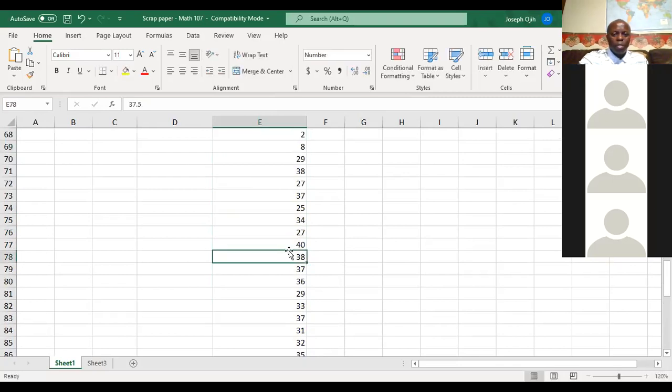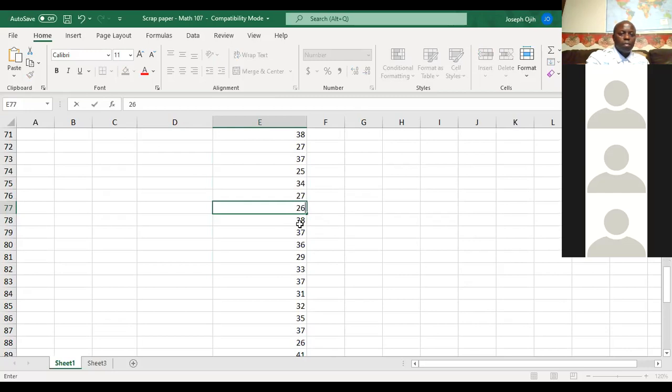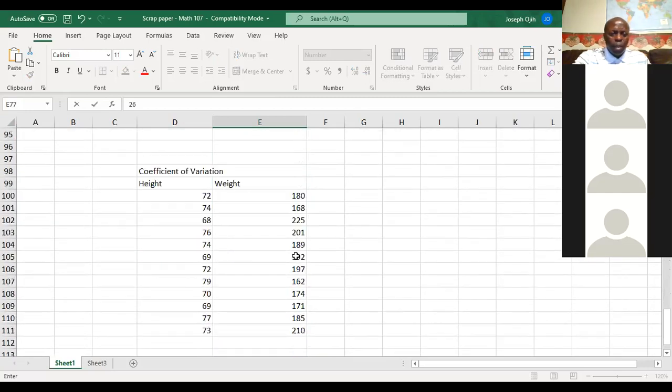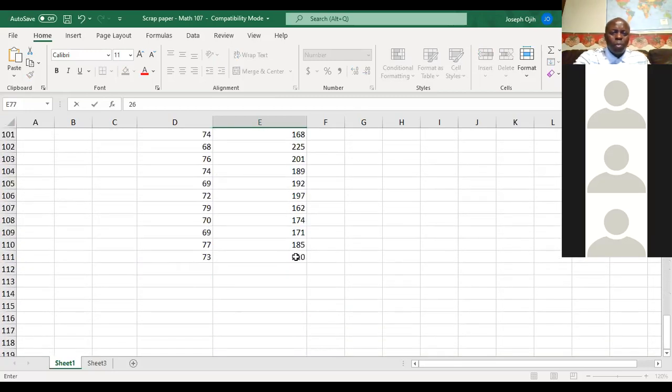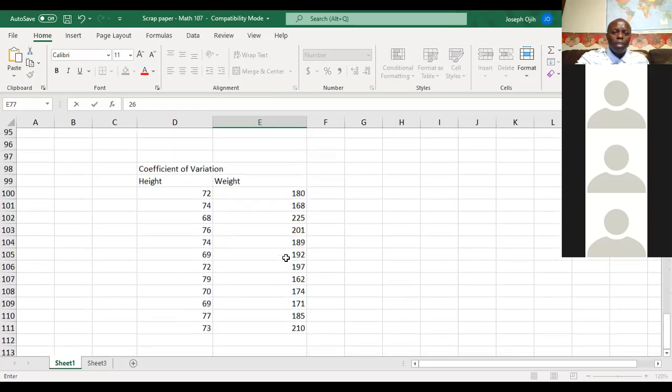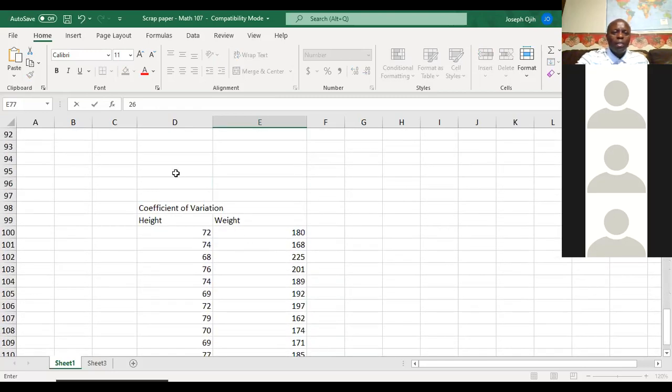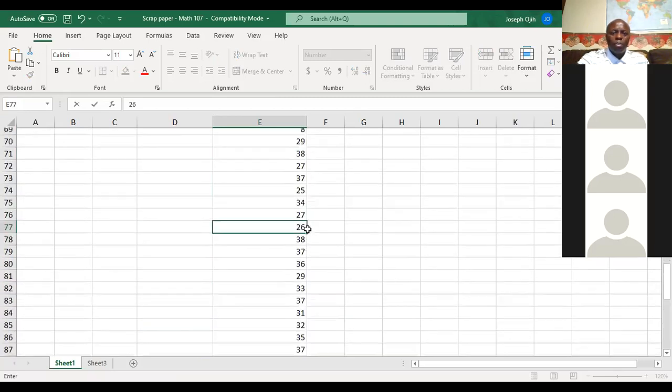I want to create raw data. Okay, 7. Let's say this one is 26. Maybe I want data that is completely random. You know what I'm going to do? Let me generate a random number here, a data set that is random.